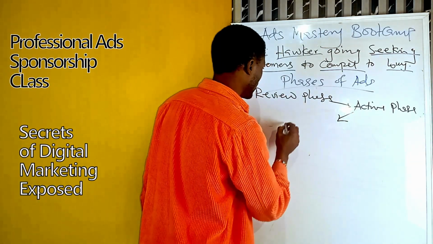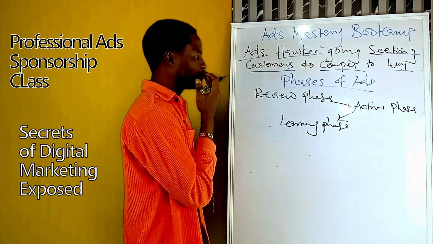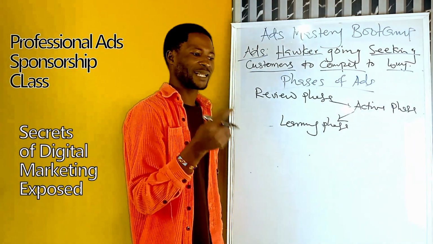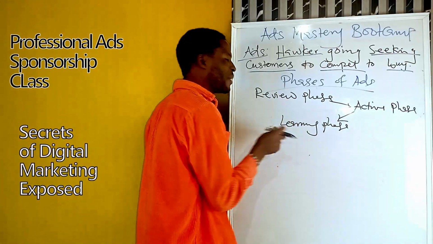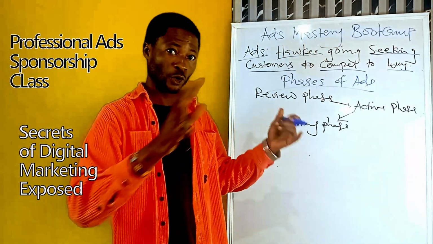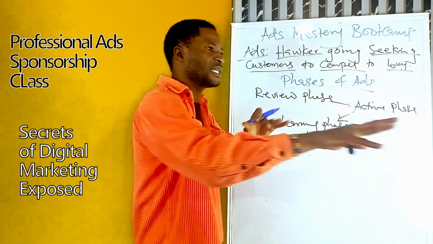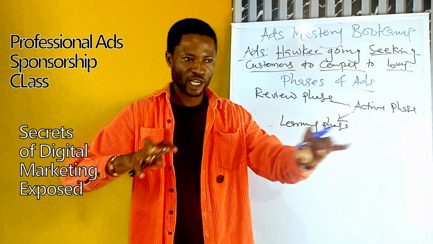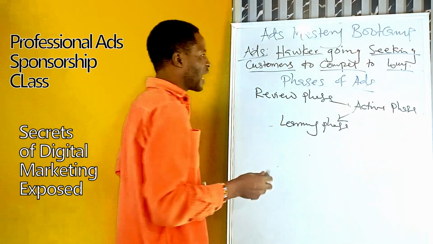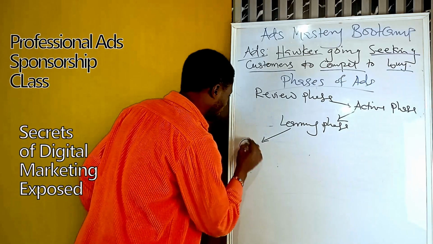The next phase is your learning phase. Now, the learning phase is the point where the algorithm or the platform wants to understand who this ad is meant for. And then they will begin to look at your metadata, which means the things you wrote on your ads, the content of your ads. They will put it in front of different people to check and to test who this particular ad is actually meant for.